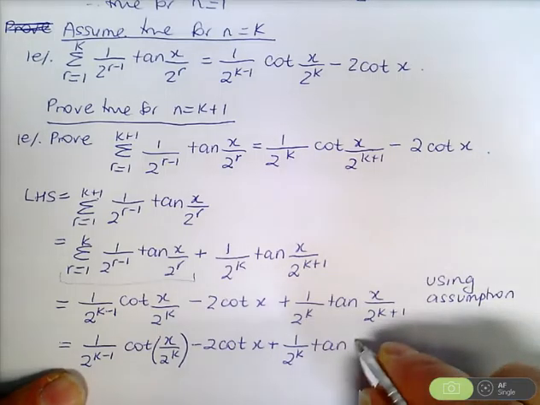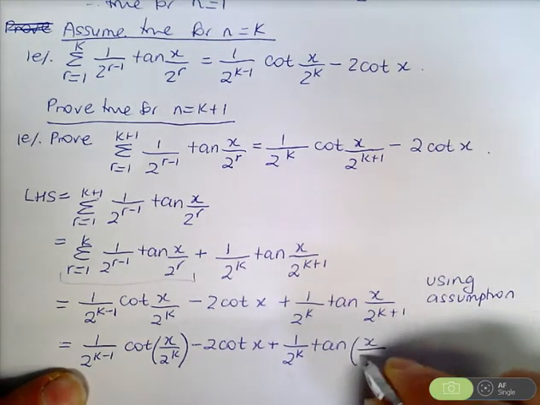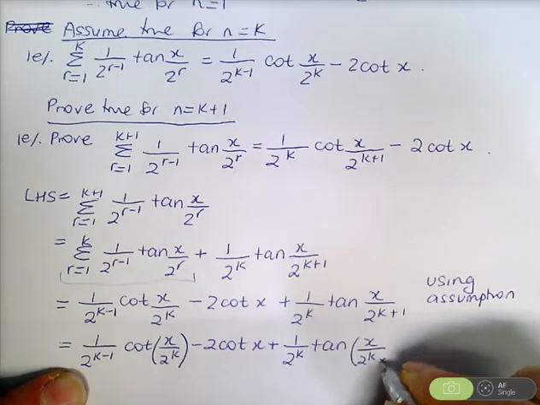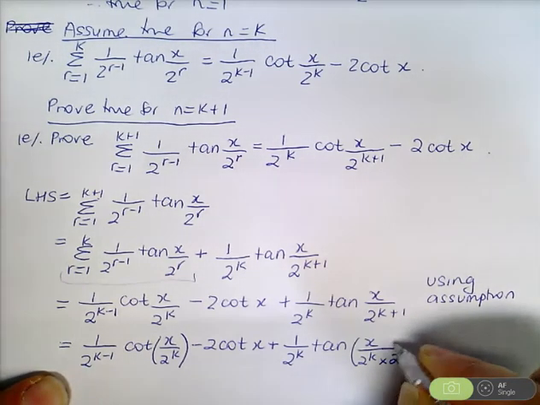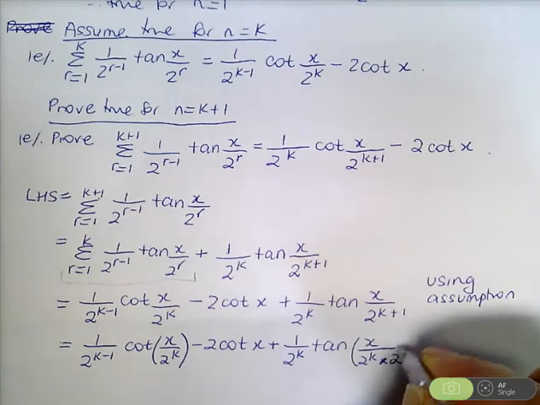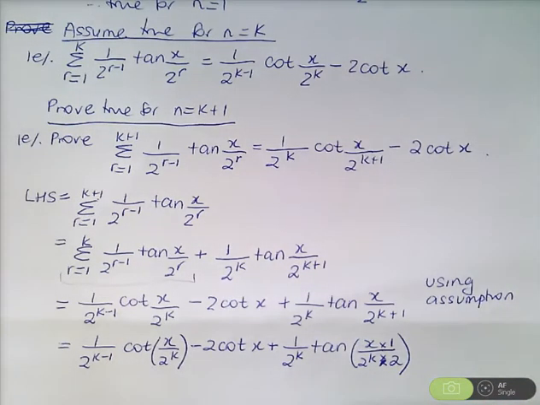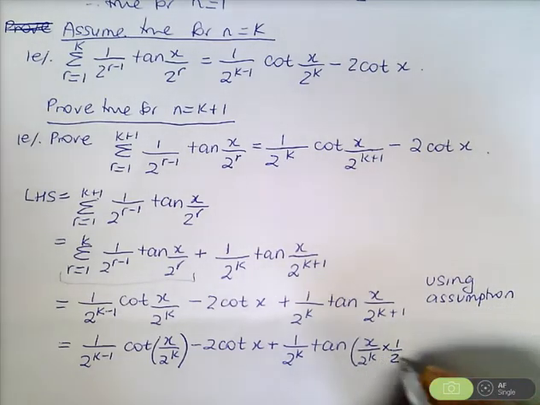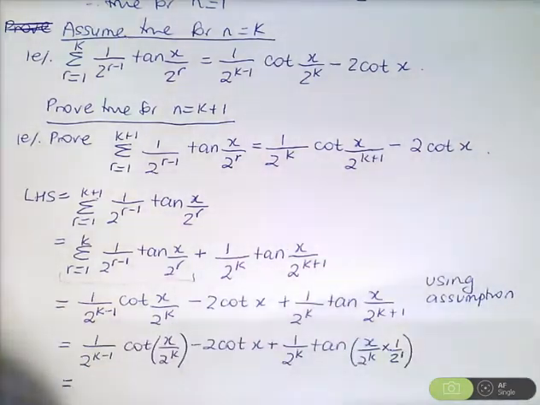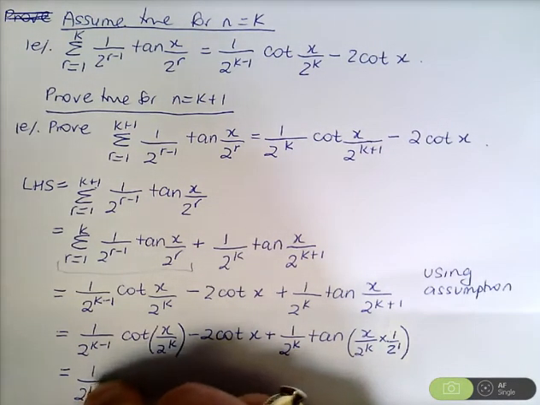times tan. Now I'm going to break up this index, x over 2 to the power of k times a half, because 2 to the k plus 1 is 2 to the k times 2 to the power of 1. Okay, now that is equal to 1 over 2 to the power of k plus 1.